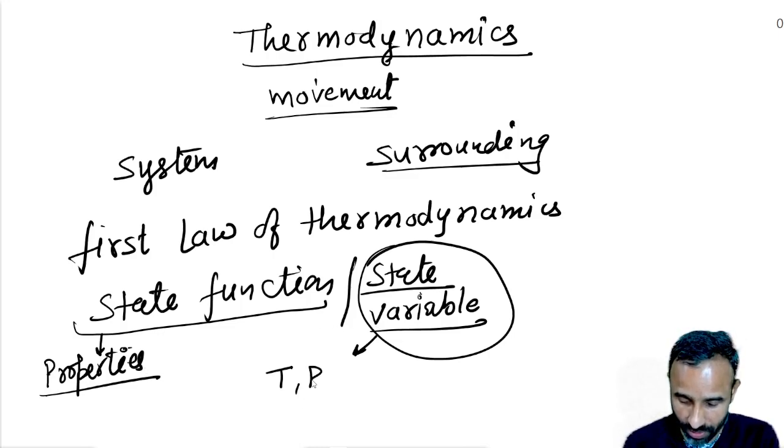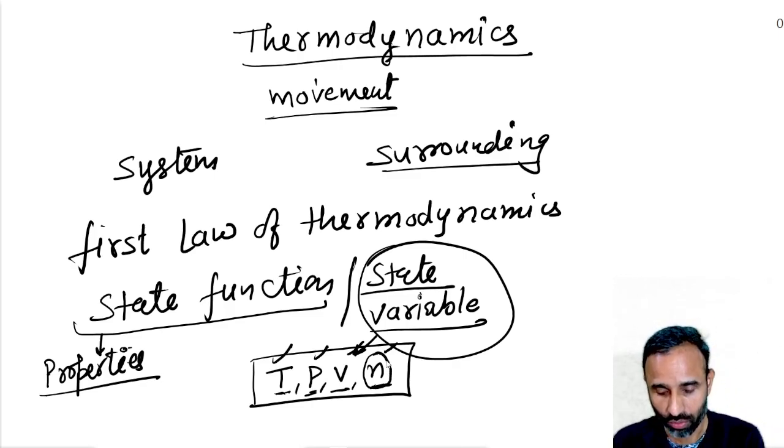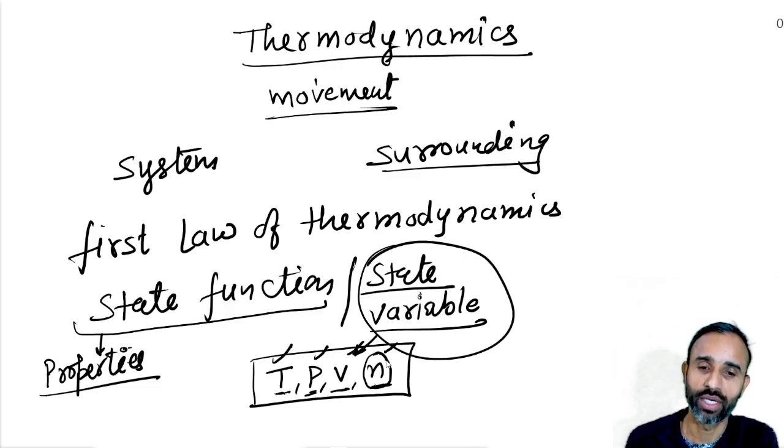State variables means temperature, pressure, volume, number of moles, means PV equal to nRT. These are the components. So if they vary, the state of the system changes. Out of these four, one can be fixed, because if we fix 3 out of 4, the fourth is automatically fixed. So if these components vary, then the state of the system changes, and those are called state variables.